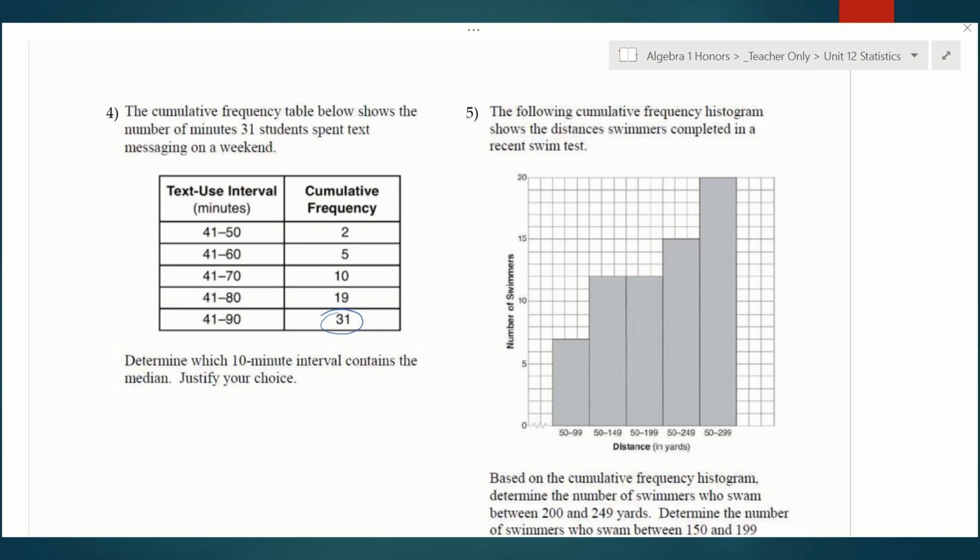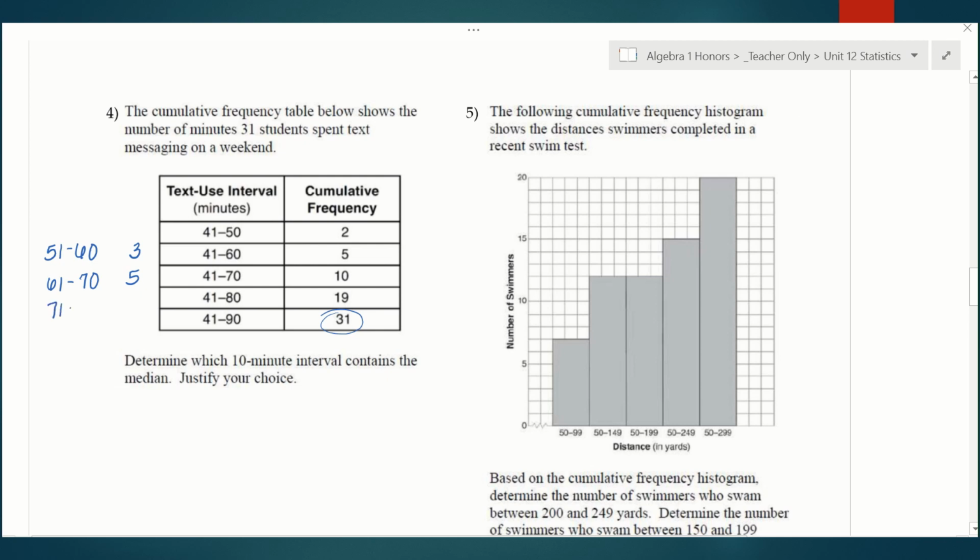Okay, so let's, again, work backwards here. So the interval from 41 to 50, they say, is 2. So if I do 51 to 60, that would mean there were 3 people in that interval. Then I could go from 61 to 70, and there would be 5 people in that interval. Again, I'm just subtracting. 5 minus 2 gave me 3. 10 minus 5 gave me 5.